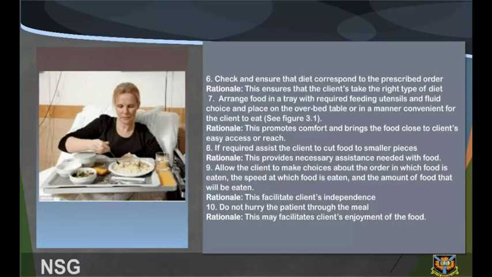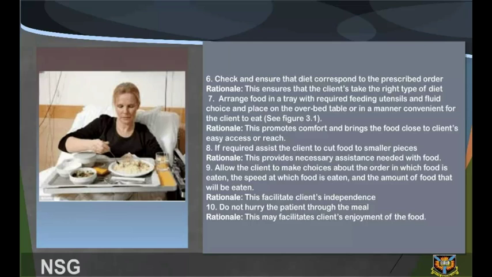7. Arrange food in a tray with required feeding utensils and fluid choice and place on the overbed table or in a manner convenient for the clients to eat. Rationale. This promotes comfort and brings the food close to clients' easy access or reach. 8. If required, assist the clients to cut food to smaller pieces. Rationale. This provides necessary assistance needed with food.